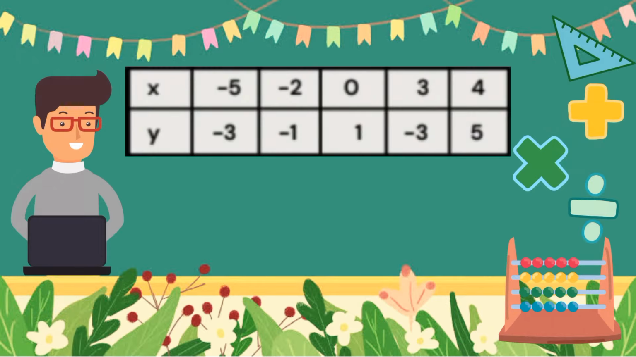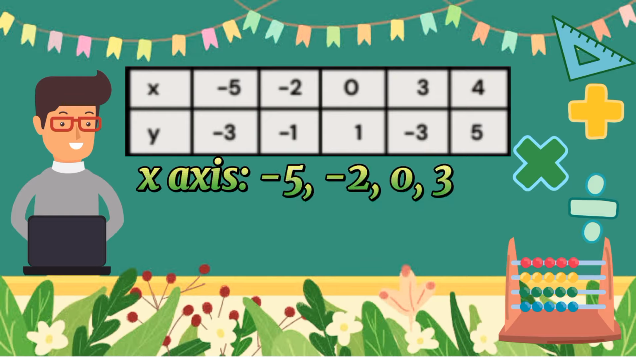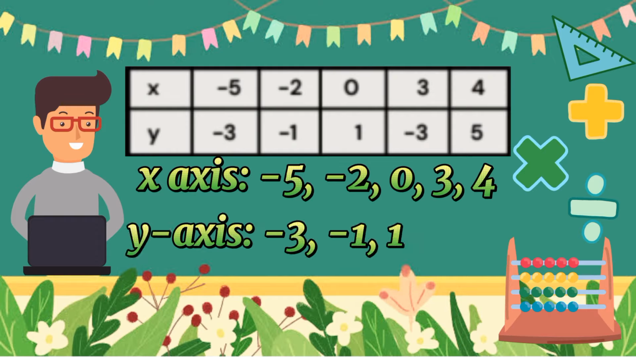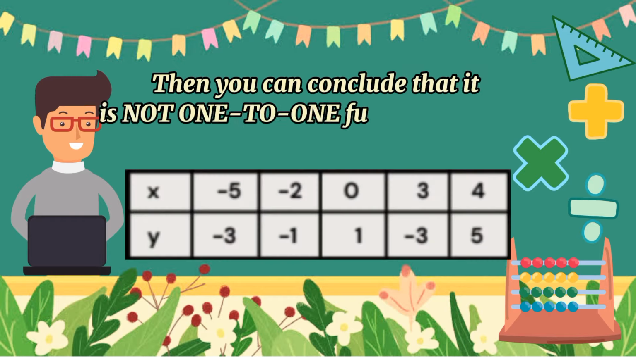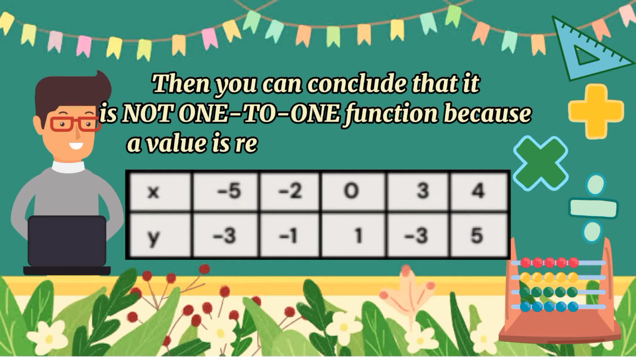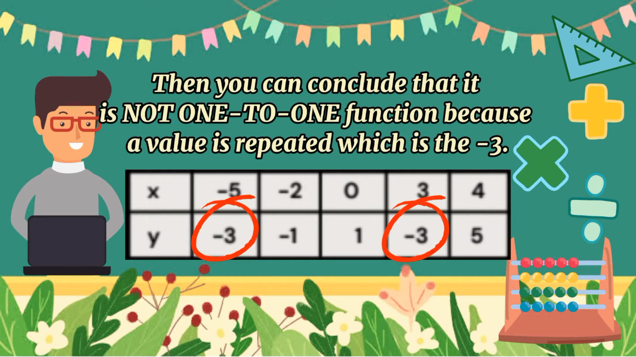If the table is like this one, sa x natin meron tayong -5, -2, 0, 3, and 4. Sa y naman meron tayong -3, -1, 1, -3, and 5. Then, you can conclude that it is not a one-to-one function because a value is repeated, which is the -3.